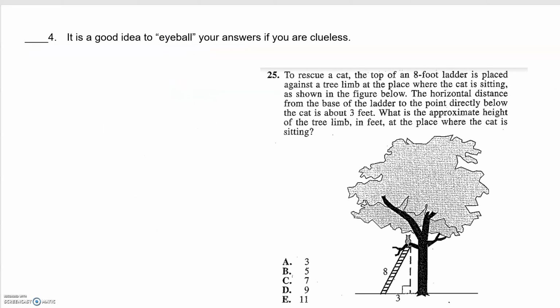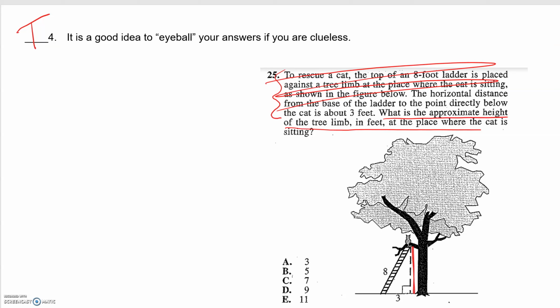Number 4, it is a good idea to eyeball your answers if you are clueless. Absolutely true. This is one of the biggest tips I can give you: estimate, estimate, estimate. If you're completely clueless, eyeball it, and you might be able to find the right answer. Another thing on this question is there is a lot of information that you don't need. So you actually don't need to read that. Go straight to the question, what is the height of the tree?